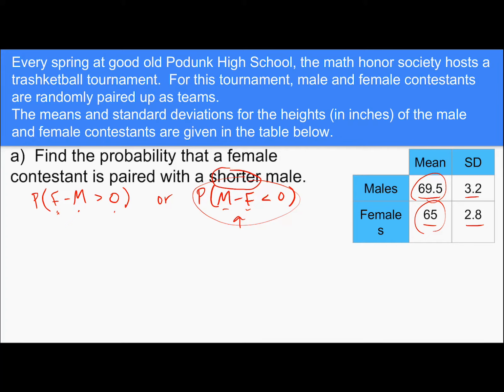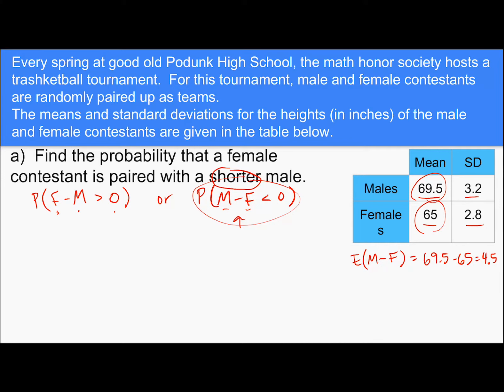So the first step in this is to find the mean and standard deviation. So I'm going to do that over here. So the mean of male height minus female height. Again, expected value. We do exactly what we expect. So 69.5 minus 65, which is 4.5 inches. So on average, males are 4.5 inches taller than females.